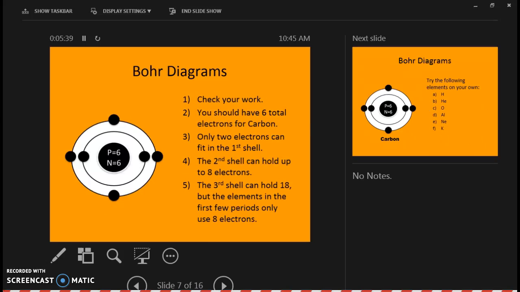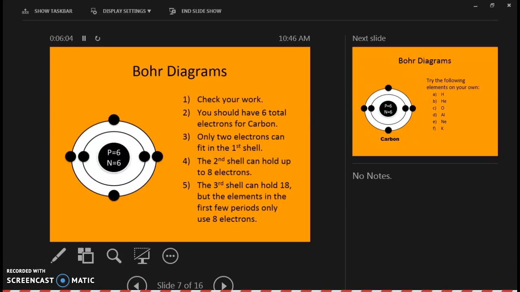All right, so now when you look at your final picture, you should have 6 electrons total. You should have 2 in the first shell, 4 in the second shell. All right, the next section of notes, we want to remember that only 2 electrons can fit into the first shell. Only 8 electrons can fit into the second shell.